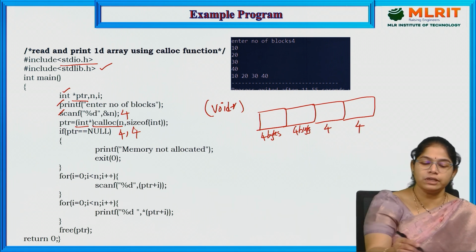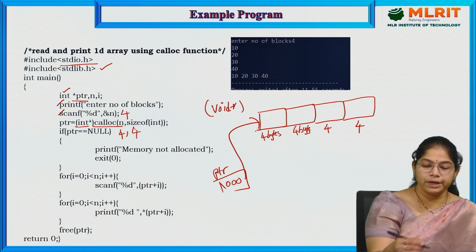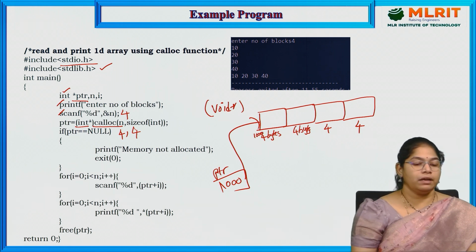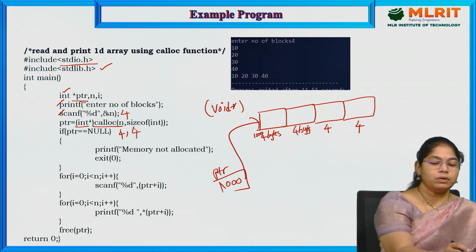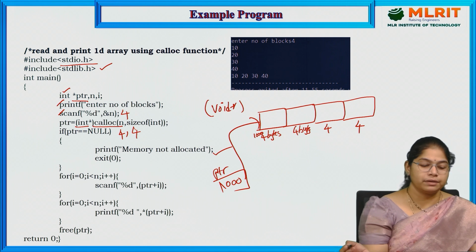On successful allocation, it returns a base address. So we need a pointer to store where it is pointing to. Suppose here we have 1000. If not, it has to point to null. So here I consider an if condition: ptr equal to null, memory not allocated.